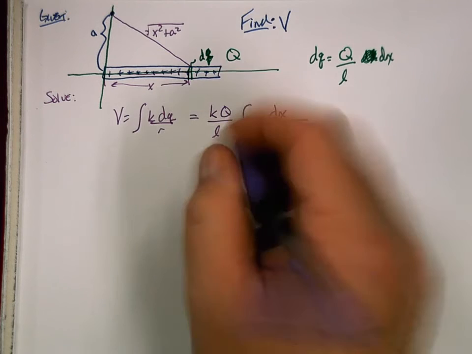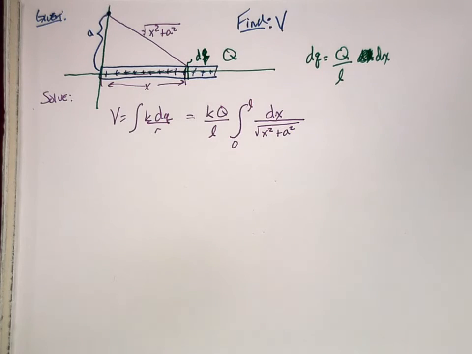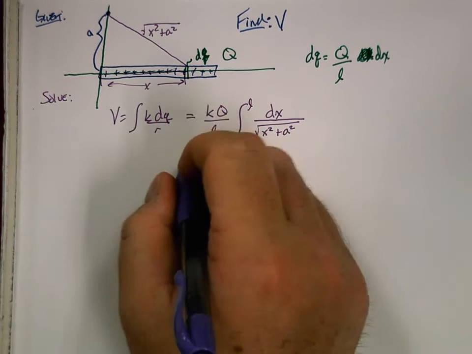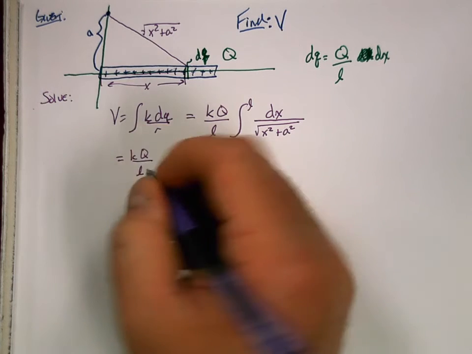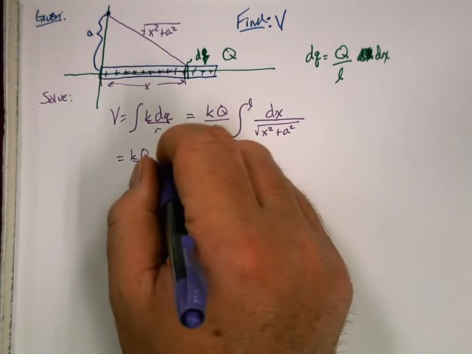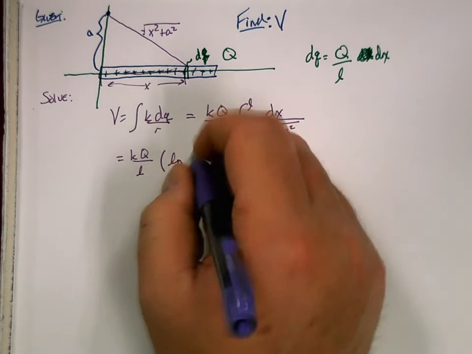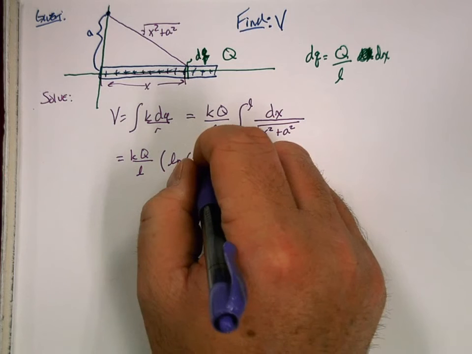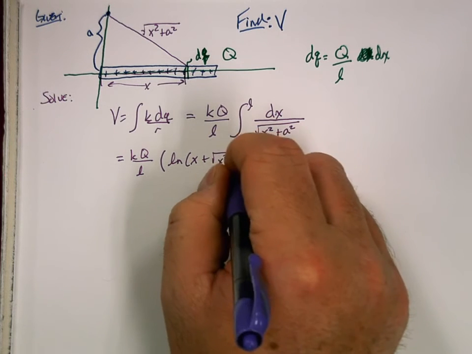And I'm sorry, this goes from 0 to L, because that's the length of the rod. I need to include that. Okay, this equals KQ over L times, and here it is, ln of x plus the square root of x squared plus a squared.